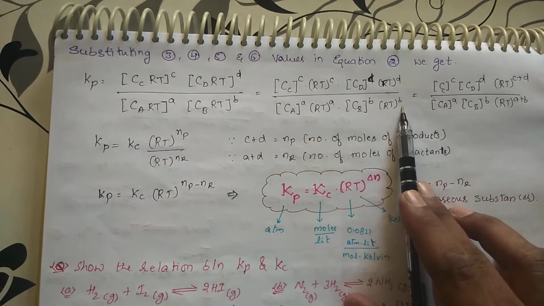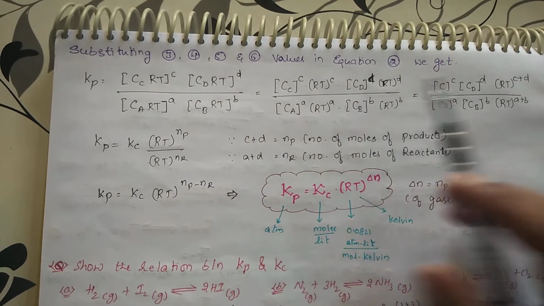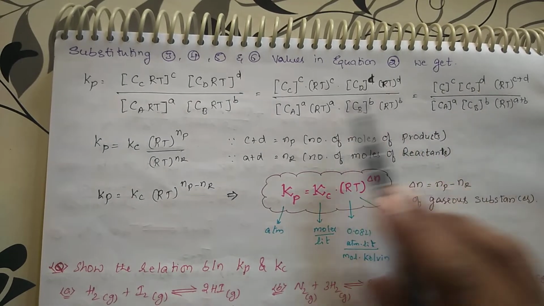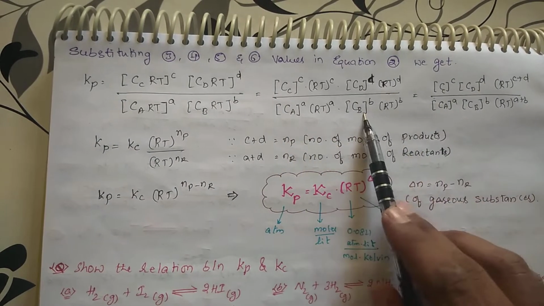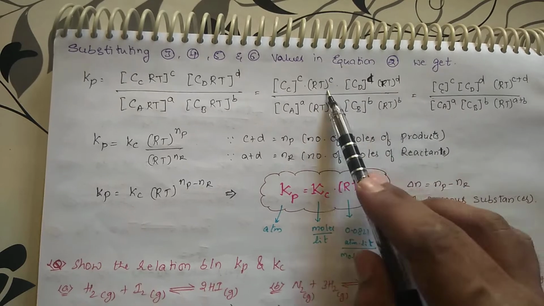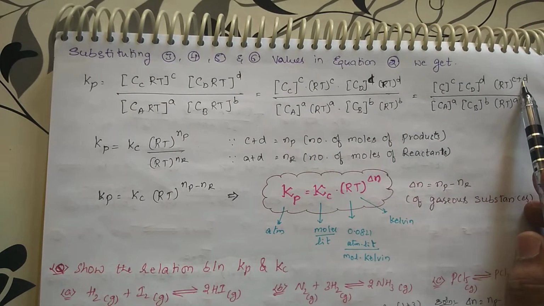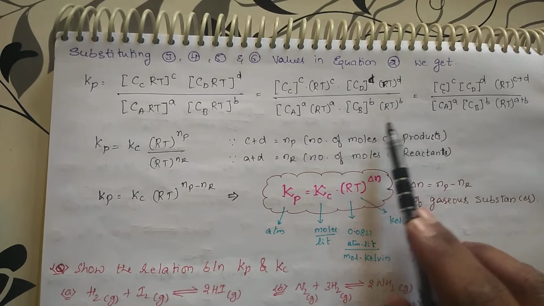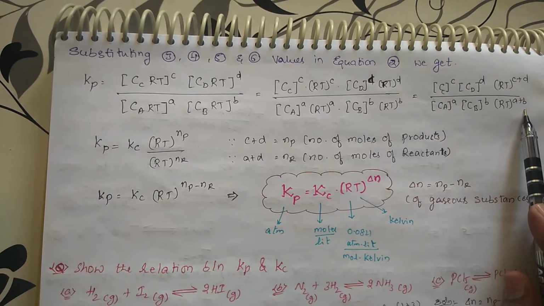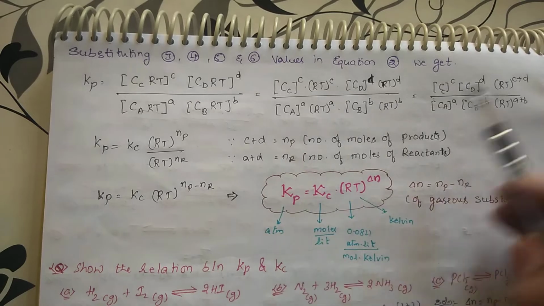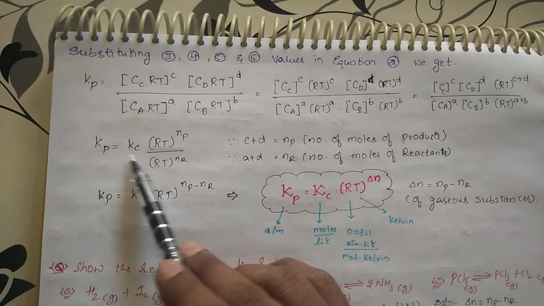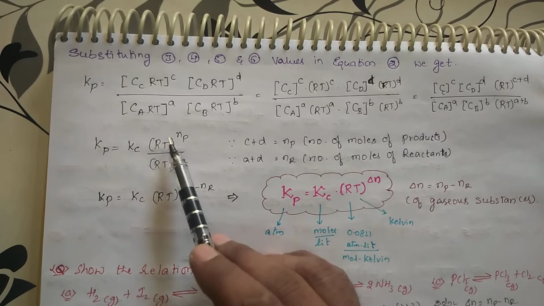And you bring all the things to one side: C power C, C power D, C power A whole power A, C power B whole power B, and these two. What I am writing is RT whole power C plus D. Here, RT whole power A, RT whole power B. So I can write it as RT whole power A plus B. And this one is like Kc. So Kp is equal to Kc, RT whole power.